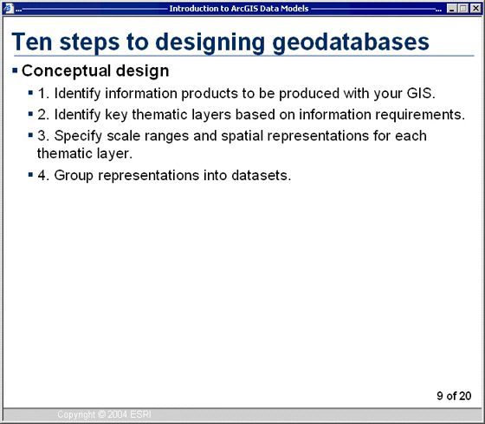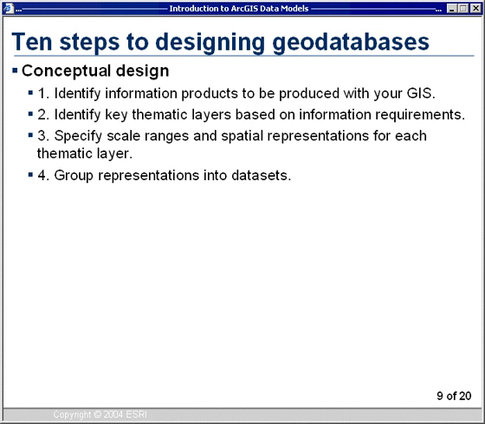Now we've described the data modeling cycle as iterative. With that in mind, there are a set of 10 steps that you can use as a guideline to the modeling process of designing the geodatabase. These steps are divided into the 3 phases that we've mentioned: the conceptual, logical, and physical design.